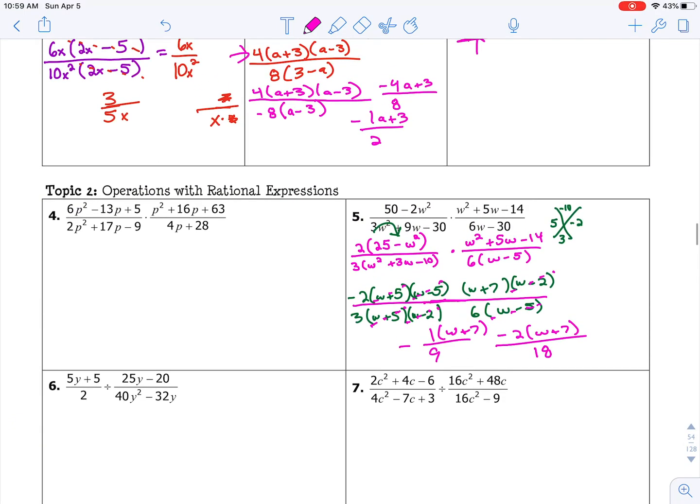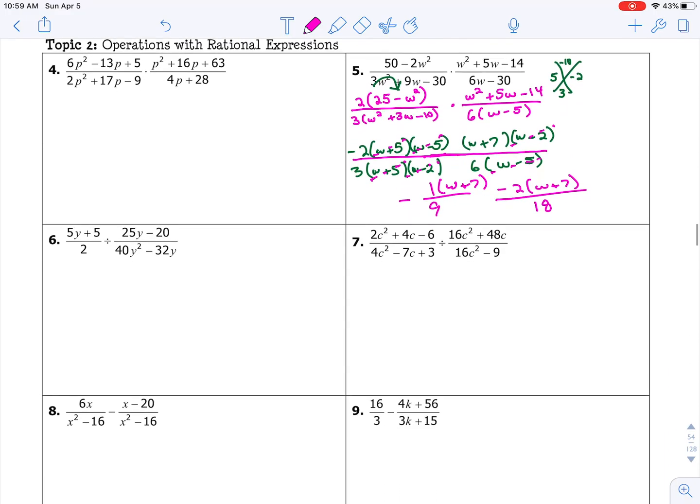So go ahead and tackle some of these on your own. If you want to try some of the ones where a isn't equal to 1, you can do that, and then check it out in the answer key.